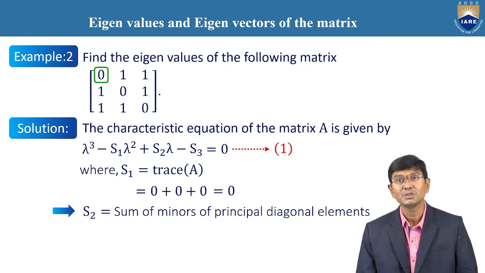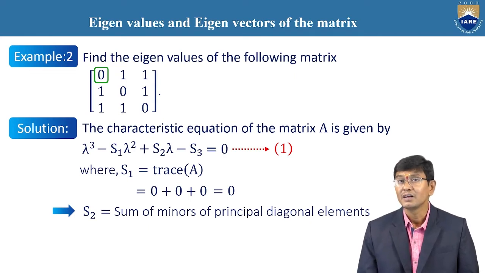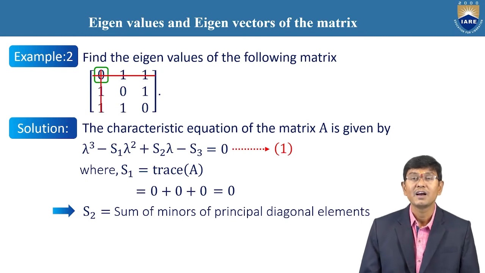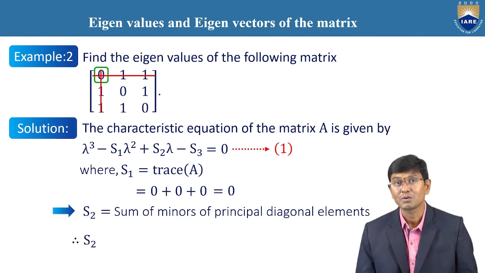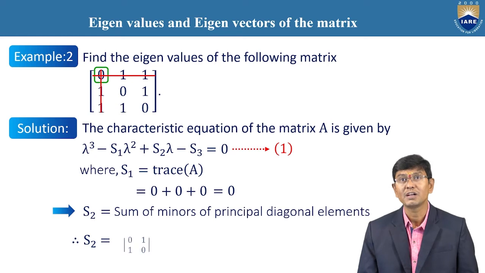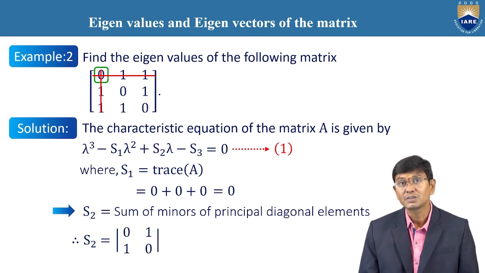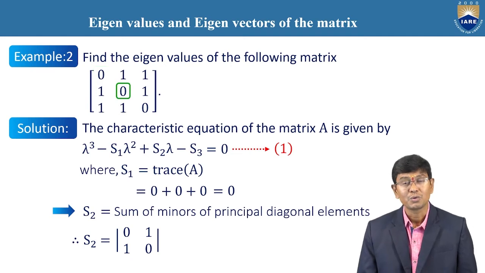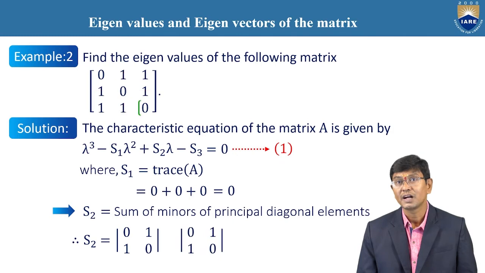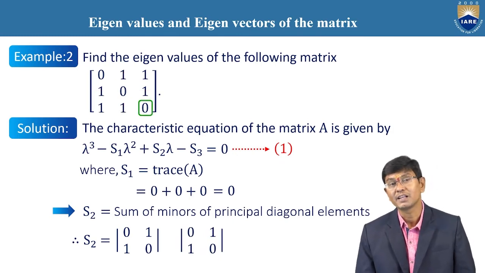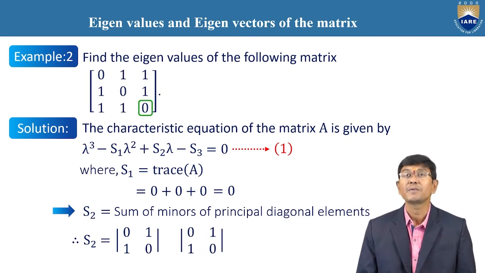And similarly, S2 is equal to the sum of the minors of the diagonal elements. The first minor, after neglecting the corresponding row and column, we obtain 0, 1, 1, 0. Similarly, the second diagonal minor, after neglecting that particular row and column, is clearly 0, 1, 1, 0. And again, similarly, neglecting the third column and third row, we obtain 0, 1, 1, 0.